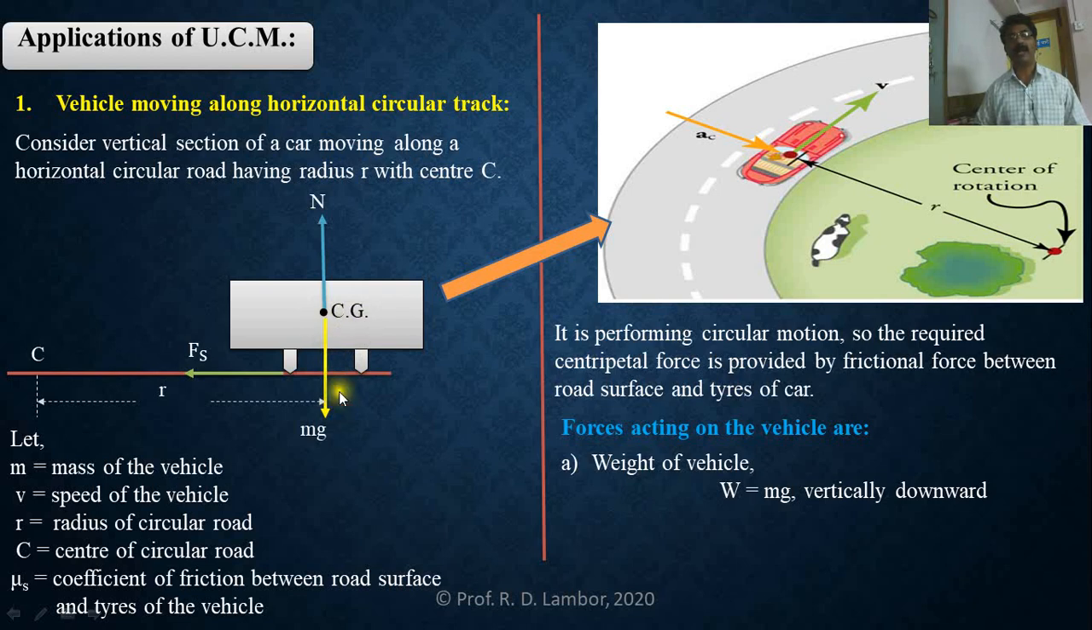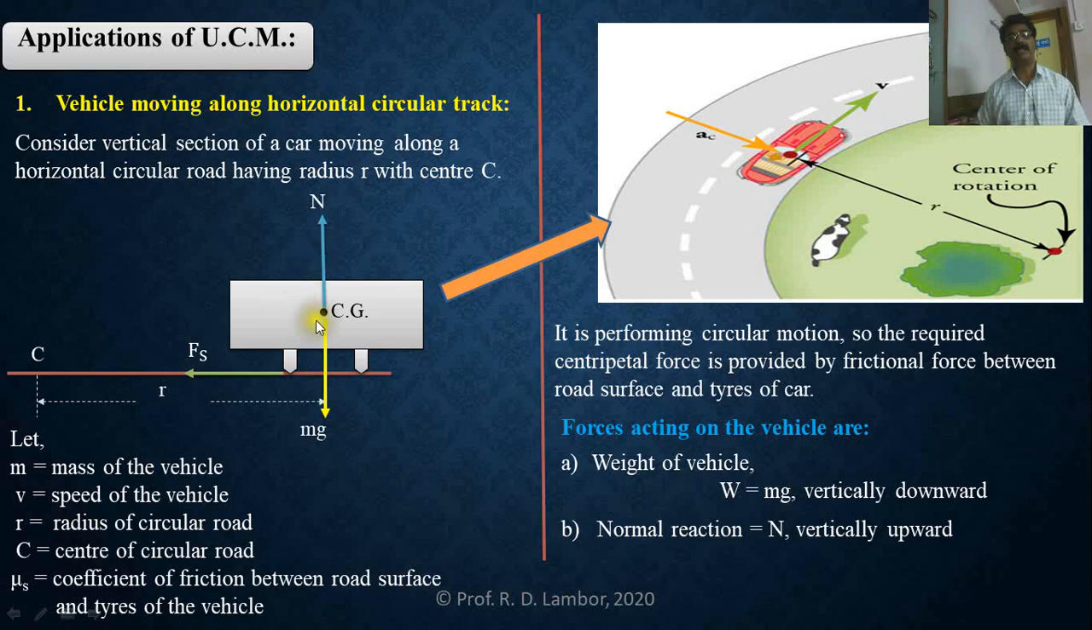Now this is the action exerted by the vehicle on the horizontal circular track. Definitely there will be an equal and opposite reaction. So this N is the normal reaction exerted by the road surface on the car or vehicle, which is directed vertically upward. So we have found the two forces which are acting on the vehicle. Now there is a third force also.